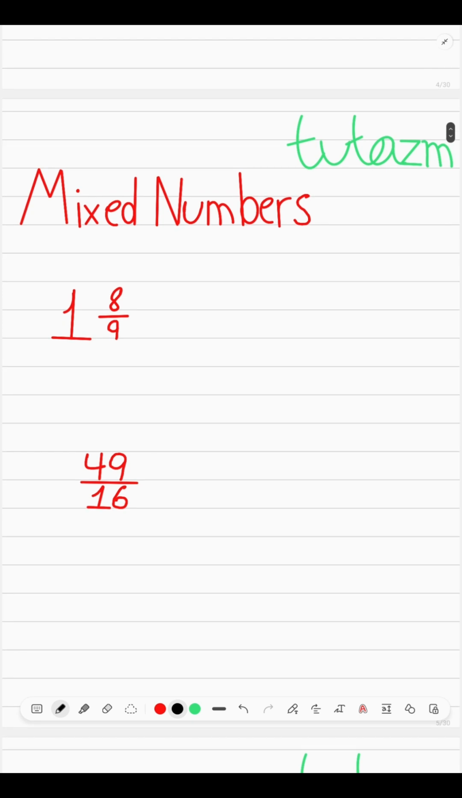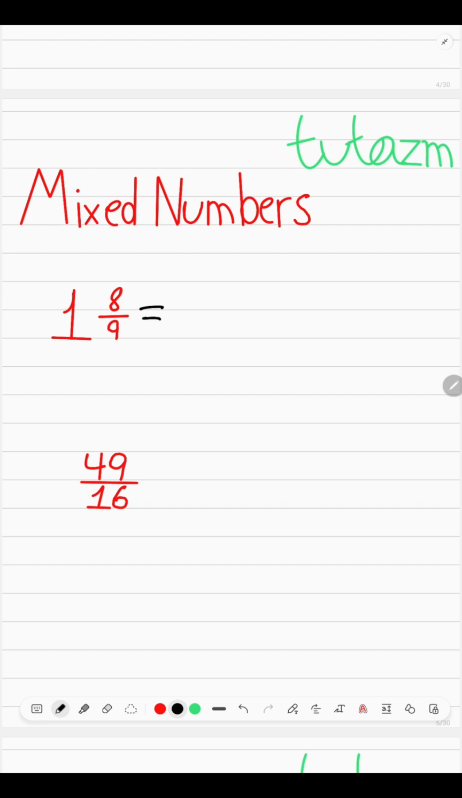The first thing I want to quickly go over is dealing with mixed numbers. Now when working with mixed numbers, you can either be asked to turn a mixed number into an improper fraction or turn an improper fraction into a mixed number. So in this example we're turning a mixed number into an improper fraction.